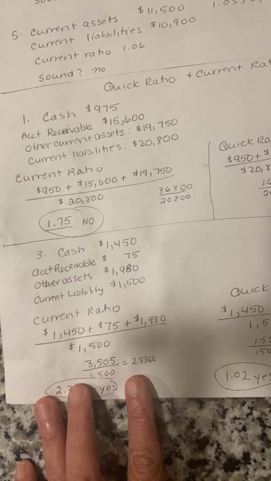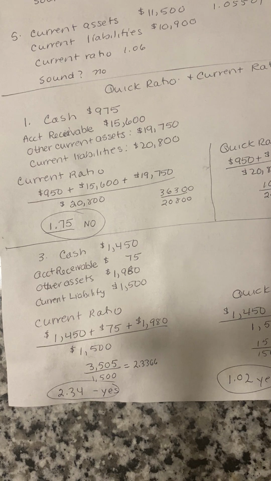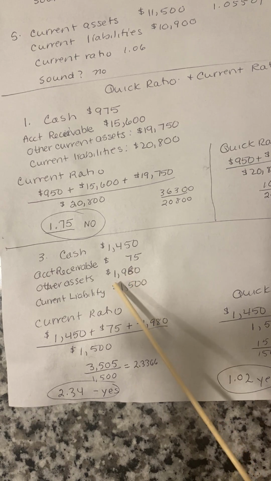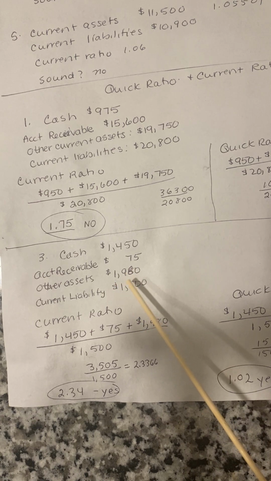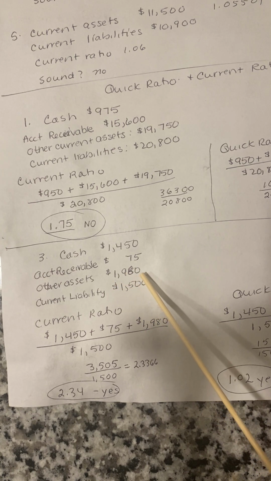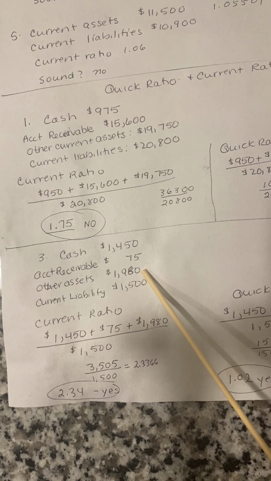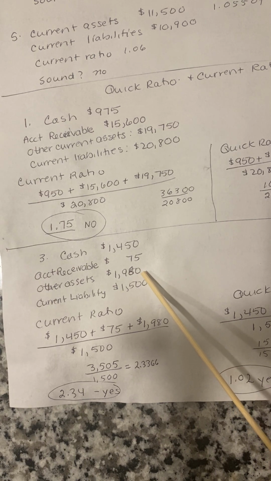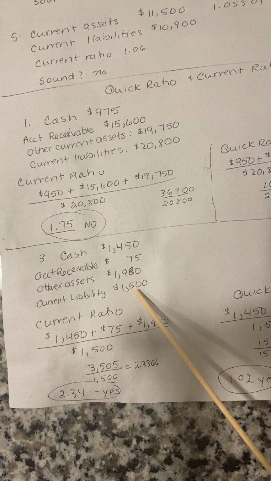If you have a business of your own, you can find this out. Here we have the cash, accounts receivable, and other assets, like maybe goods or equipment. And then here's the current liability.